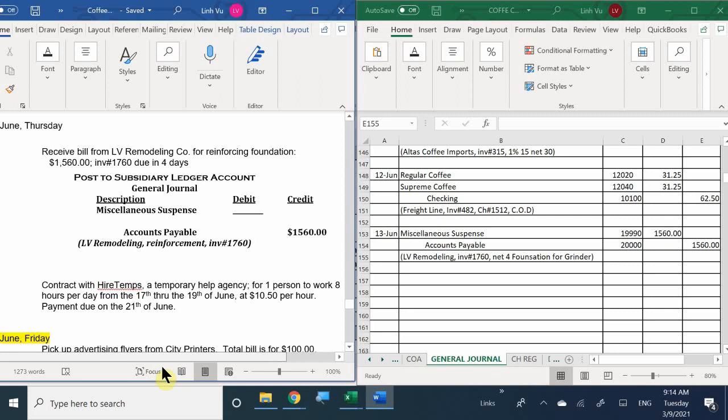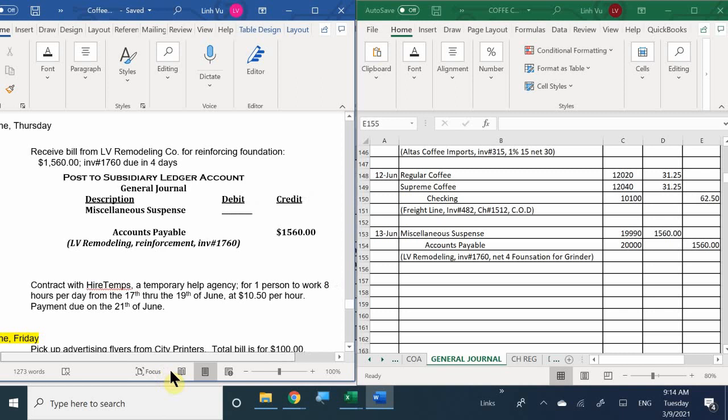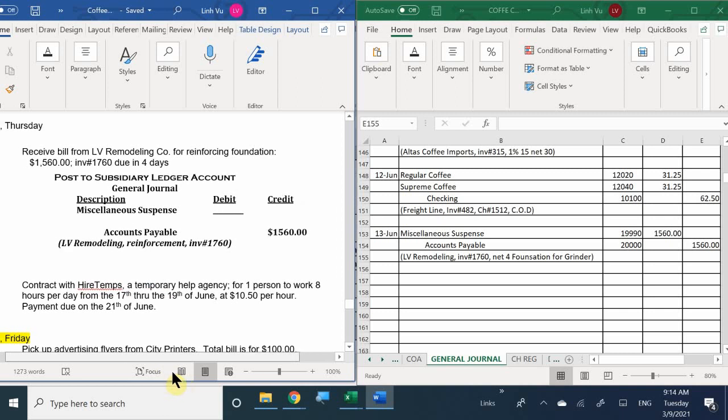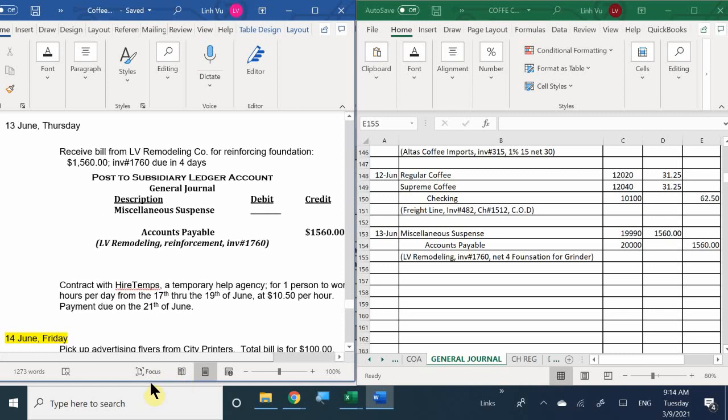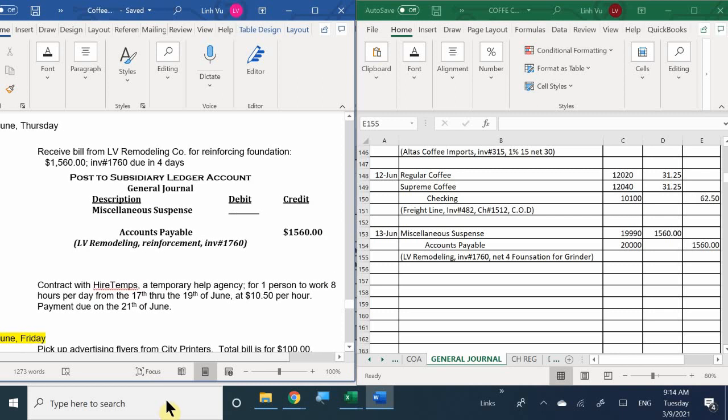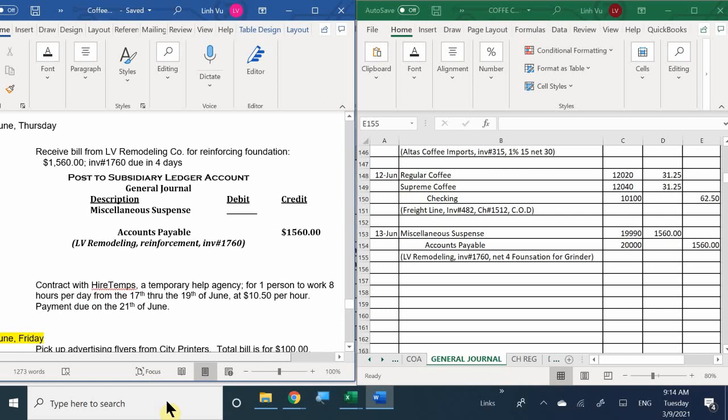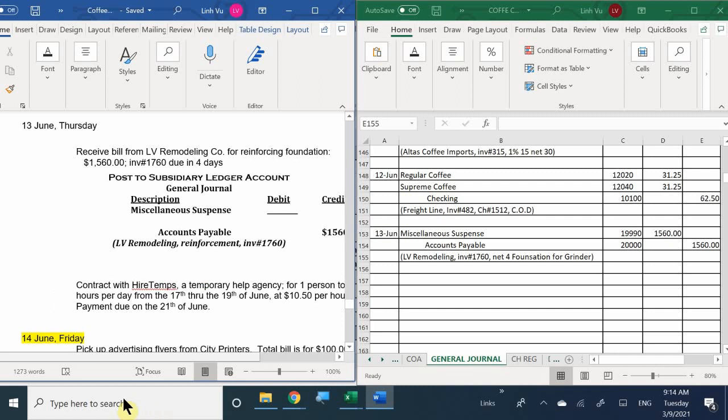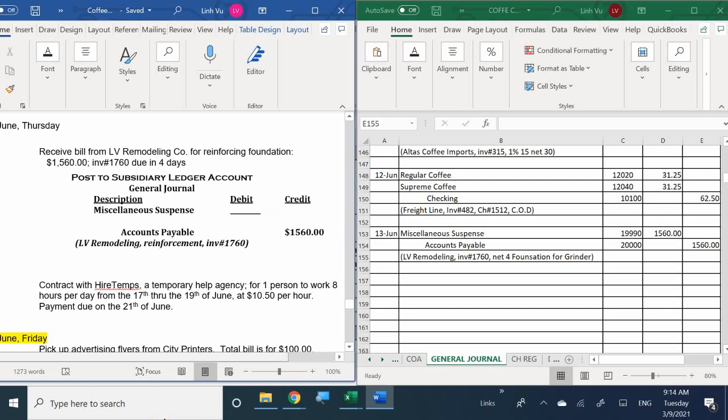We're going to contact Hire Attempts to get one temporary worker to work 8 hours per day from the 17th through the 19th of June, at $10.50 per hour, all right? And the payment is due on the 21st of June. So we have information here that payment is due on the 21st of June.